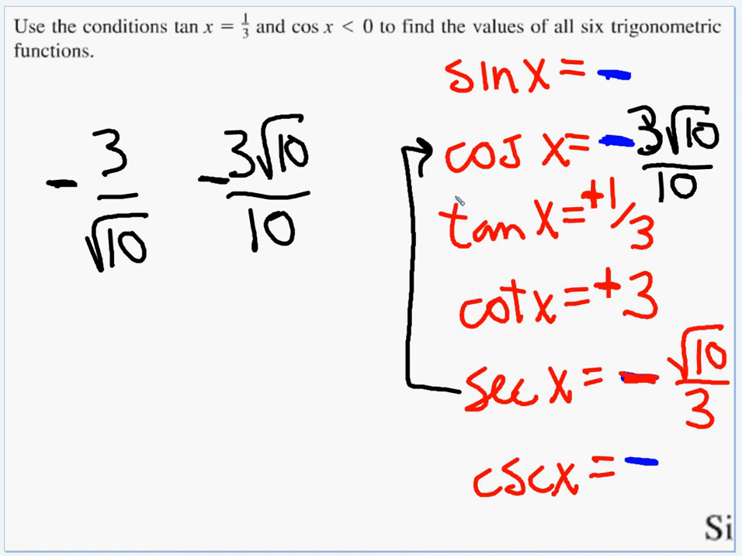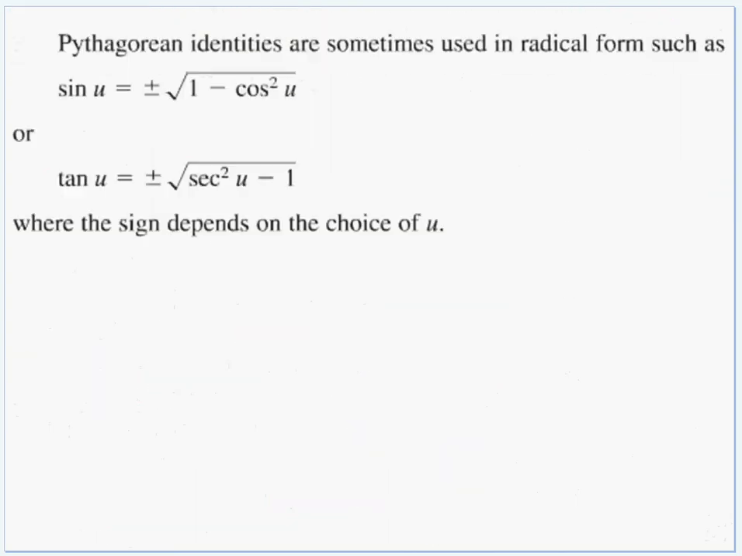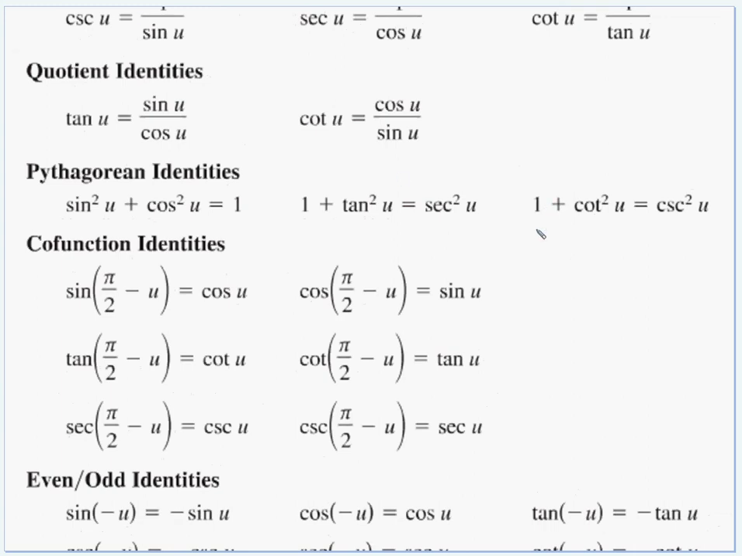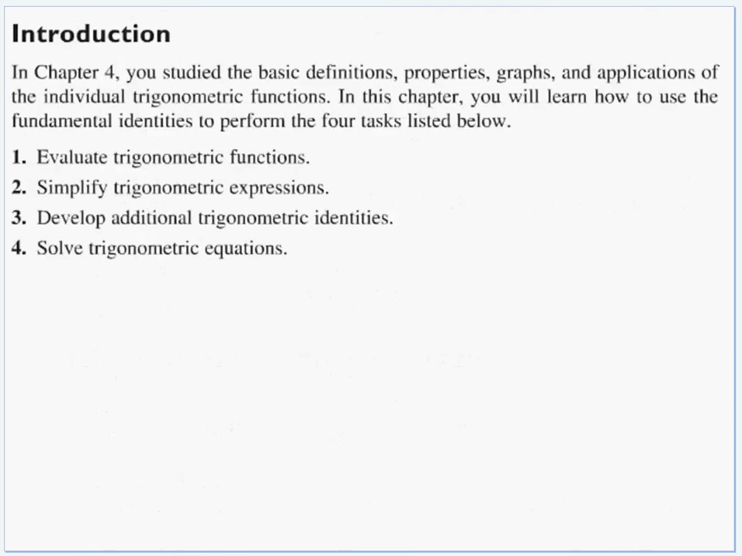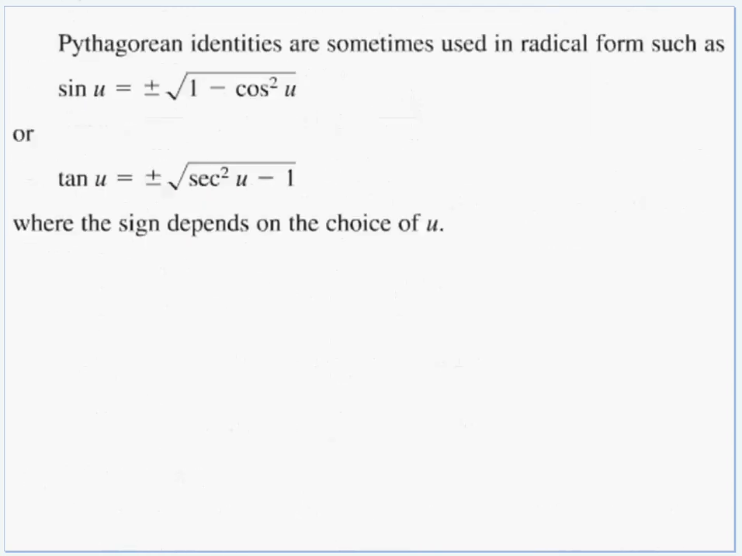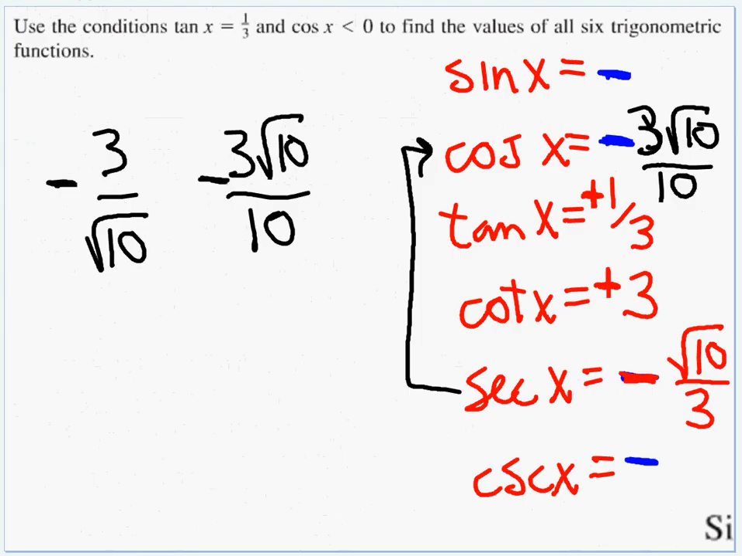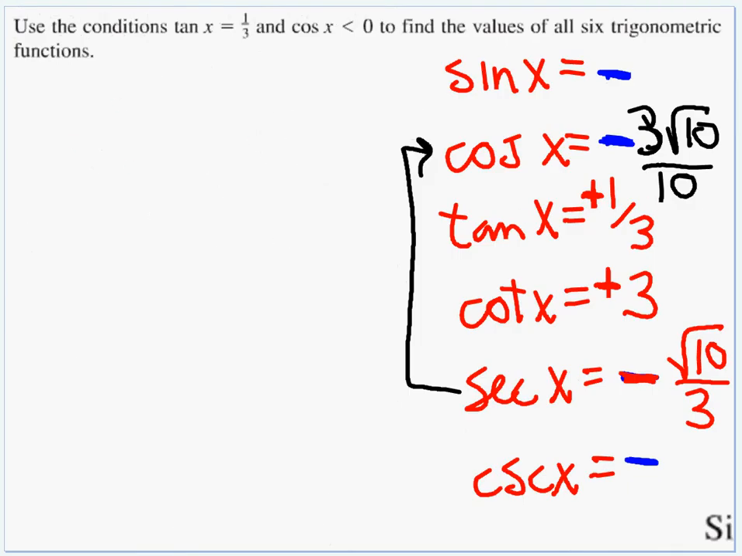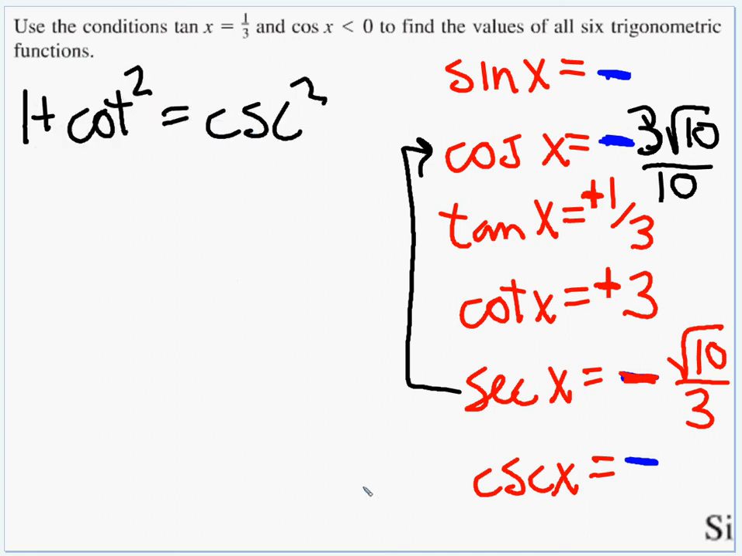Okay, let's see, what should we do next? I guess, let me see here. If we go back to that, I've done this different ways in previous years. We could do 1 plus cotan squared equals cosecant squared, because we haven't found cosecant yet. So 1 plus cotan squared equals cosecant squared. That'll find us this, and we could flip it over to get sine.